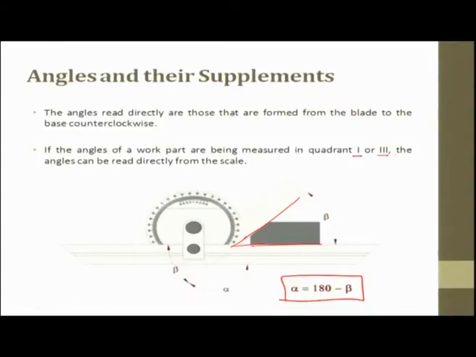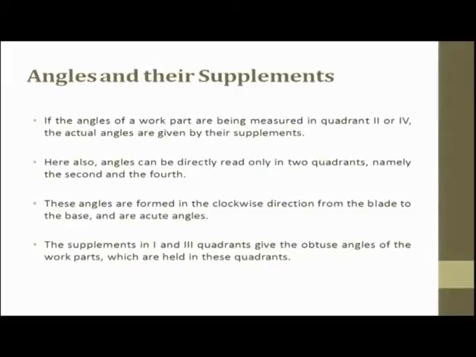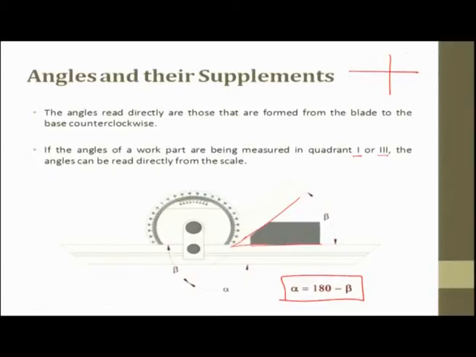If it is the other way, it has to be converted. If the angles of the workpieces are being measured in quadrant 2 and quadrant 4. So, if you see, the quadrants are 1, 2, 3 and 4. Okay. These are the 4 quadrants.